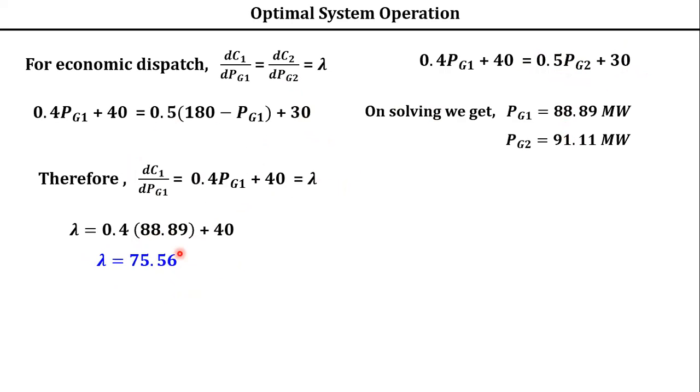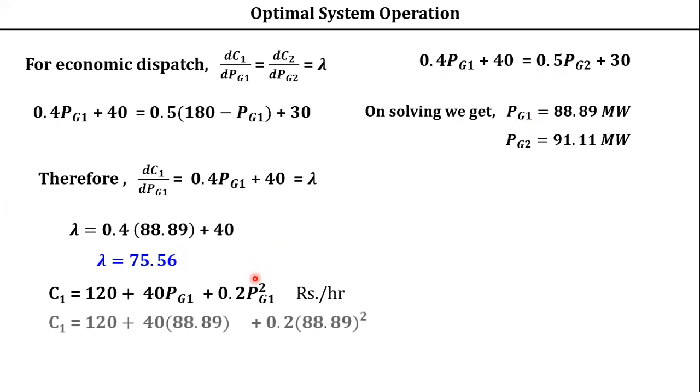Now, after getting this lambda value, substitute into the cost equation. I am repeating: substitute PG1 here and you will get the cost. PG1 is 88.89, squared. When you solve this, you get 11,577 rupees per hour. You see, the unit of cost is rupees per hour, while incremental fuel cost is rupees per megawatt hour. Clear? So you got this.